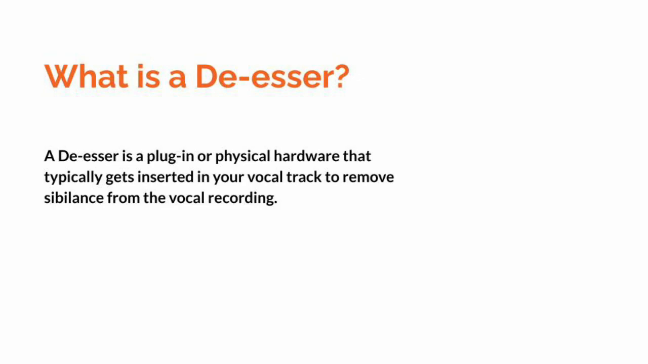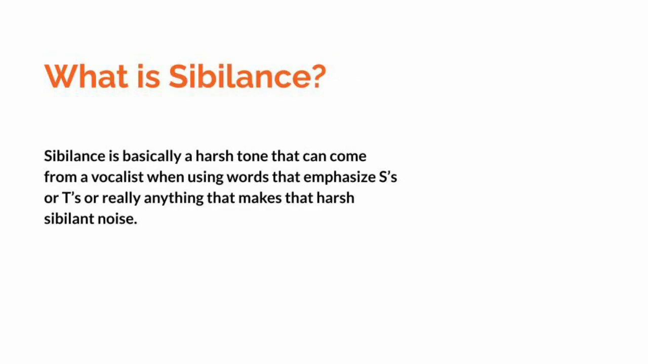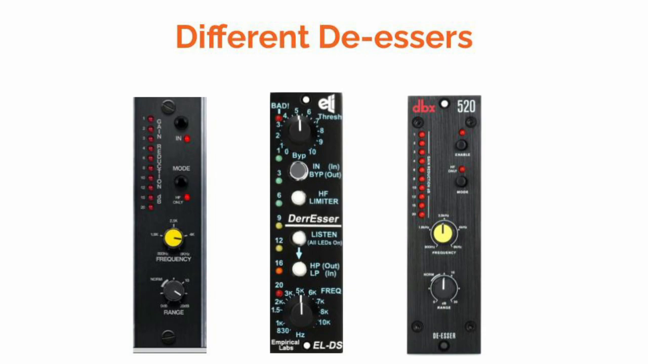But now, what is sibilance, you may be asking? Sibilance is basically a harsh tone that can come from a vocalist when using words that emphasize S's or T's, or really anything that makes that harsh, sibilant noise. First, I wanted to show off some examples of some different de-essers just to show that for the most part, the controls on a de-esser don't really differ between model or plugin.